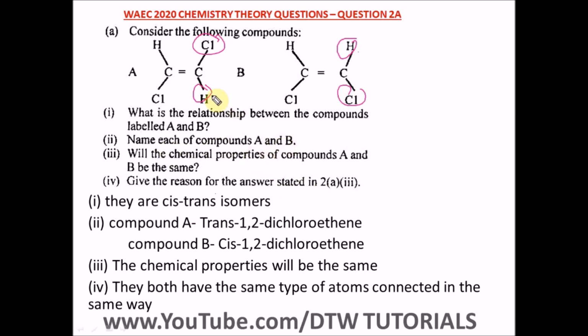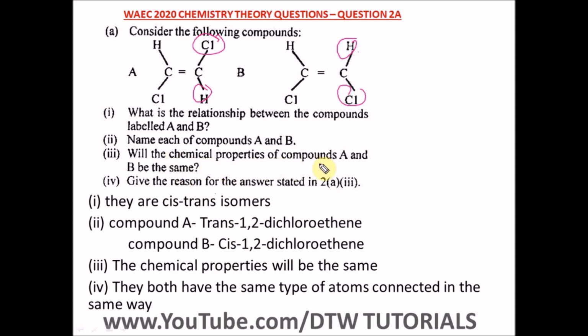What's the name of the compound? A is called trans-1,2-dichloroethene. Ethene because it's a double bond, right? Two carbon atoms, ethene. So trans-1,2-dichloroethene. Compound B is cis-1,2-dichloroethene. Trans and cis, that's why they are also called cis-trans isomers.